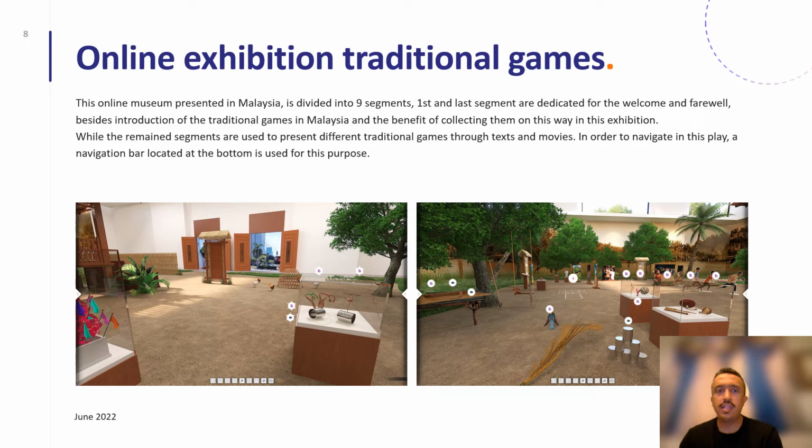The online exhibition of traditional games presented in Malaysia is divided into 9 segments. The first and last segments are dedicated to welcome and farewell. Besides that, there is the introduction of the traditional games in Malaysia and the benefits of collecting them in this exhibition, while the remaining segments are used to present different traditional games through text and videos, and also some pictures. In order to navigate in this display, a navigation bar located at the bottom is used for this purpose.